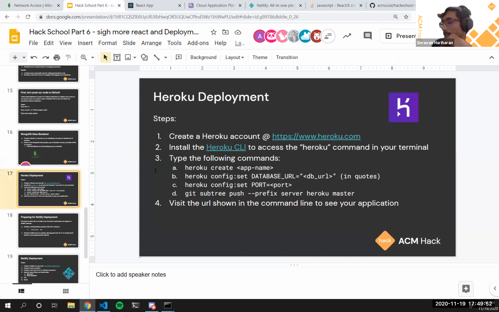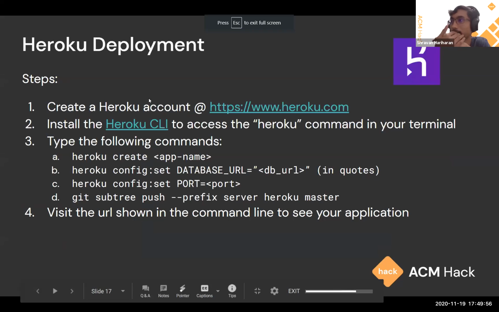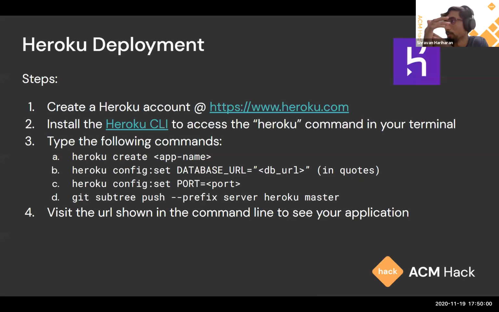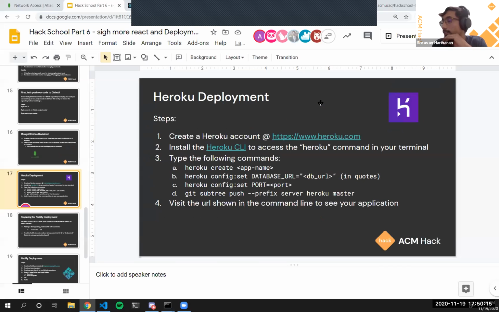Okay, so we can move on to Heroku deployment. This is all you need to deploy. It's just on the slide. We're going to create an account, and we're going to install the CLI, a command line interface. And then we're going to run these commands, and then our application will be deployed. So pretty straightforward. So let's do that.